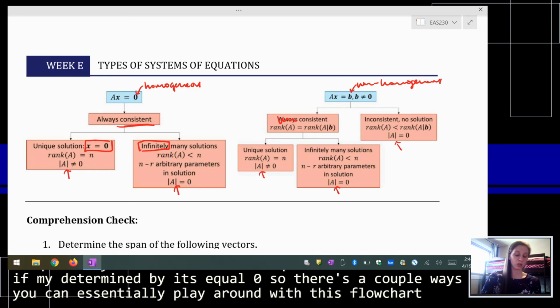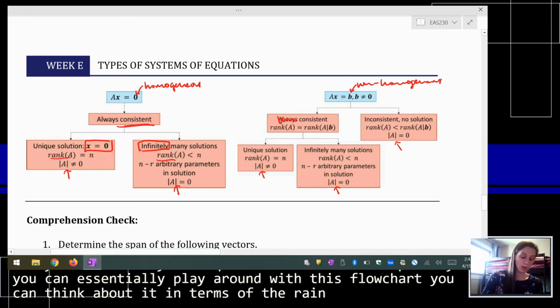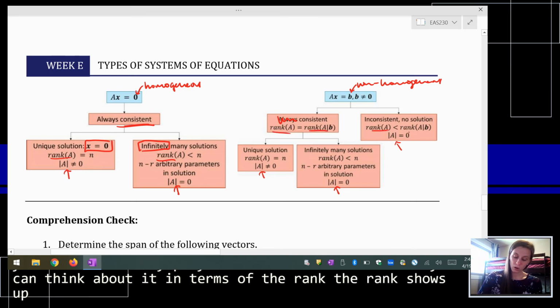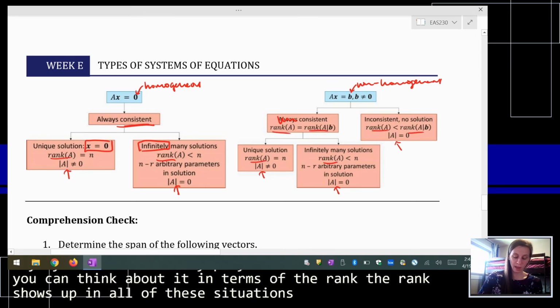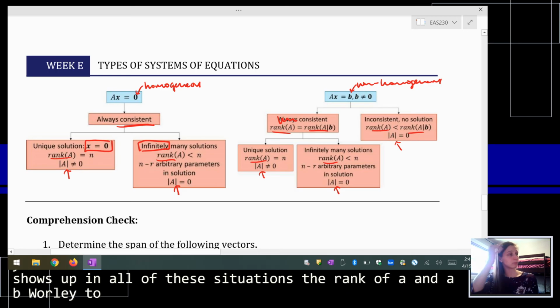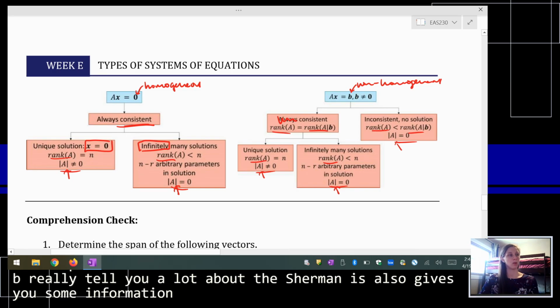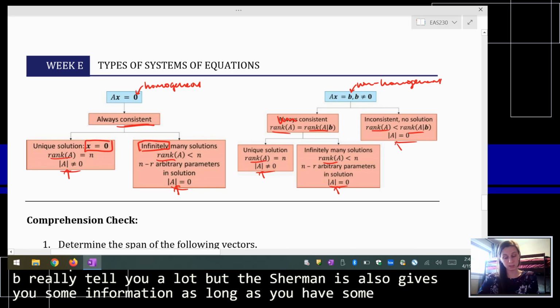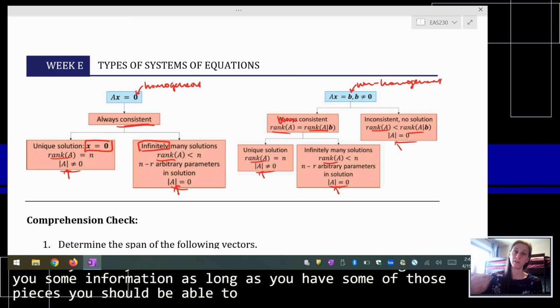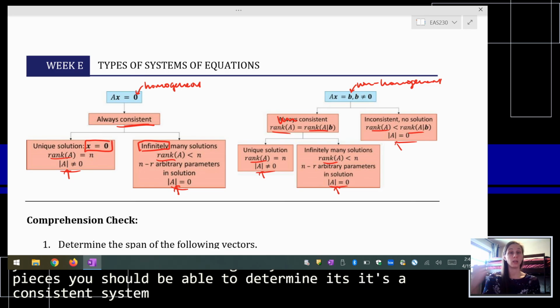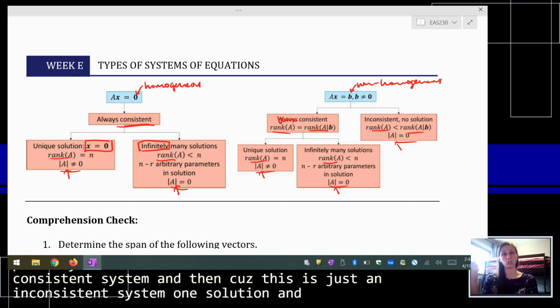You can think about it in terms of the rank. The rank shows up in all of these situations. The rank of A and [A|b] will really tell you a lot. But the determinant also gives you some information. So as long as you know some of those pieces, you should be able to determine it's a consistent system, an inconsistent system, one solution, an infinite number of solutions, or no solution.